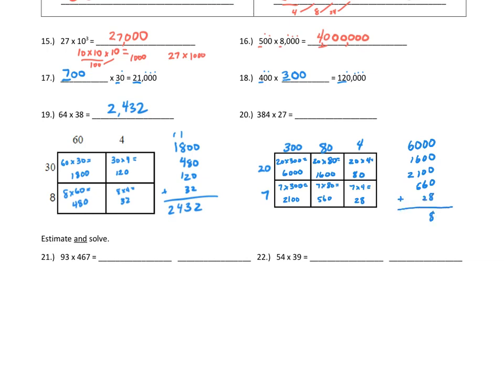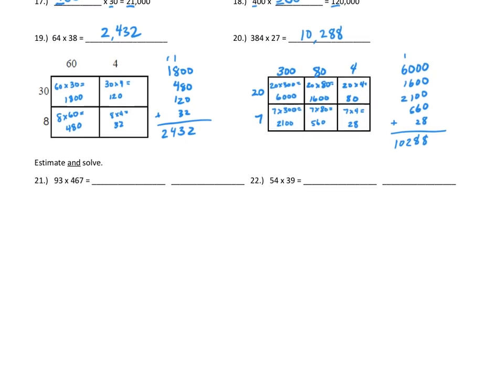So 8 plus nothing is 8. 6 and 2 is also 8. 6, 5, and 1 is 12. Carry the 1. 6 and 2 is 8 plus 2 more is 10. So I have an answer of 10,288.